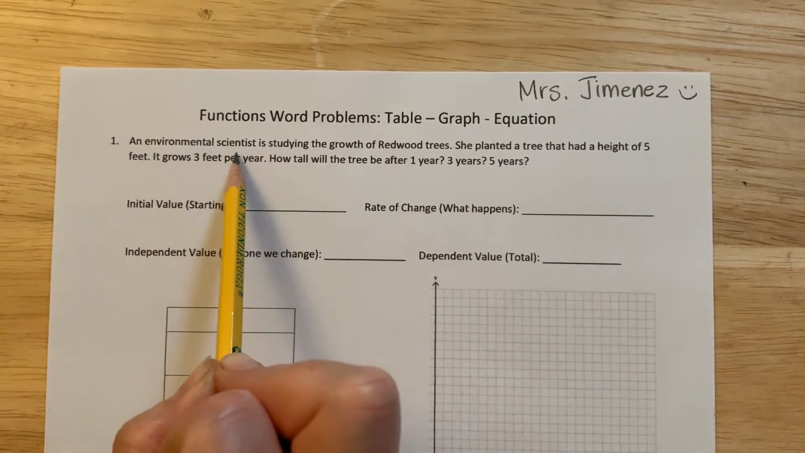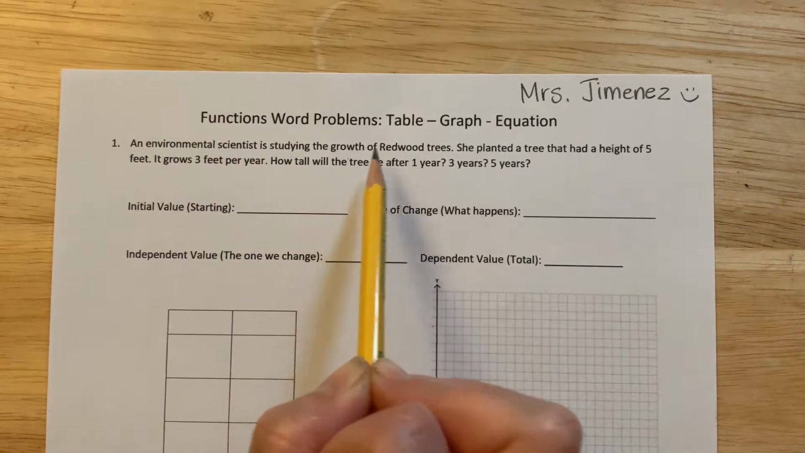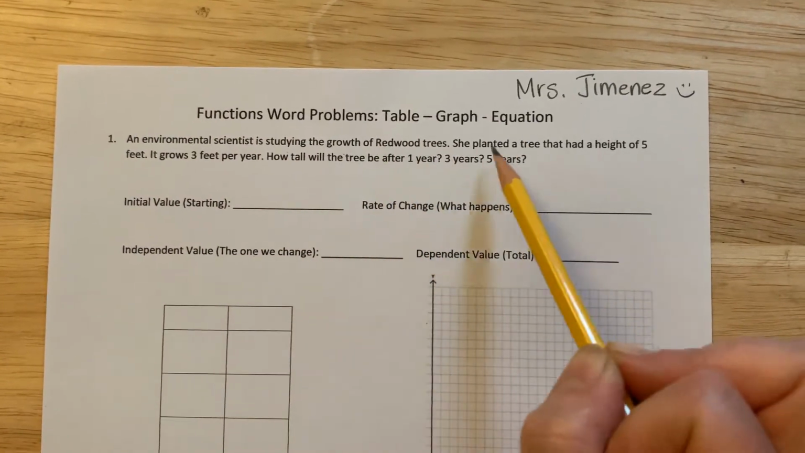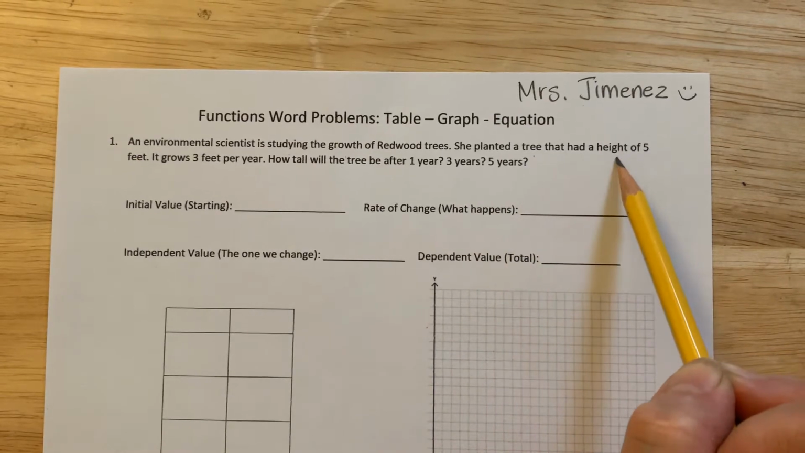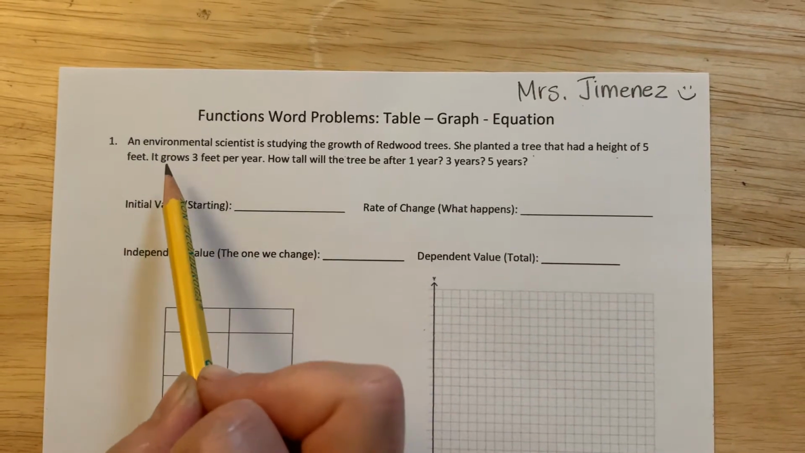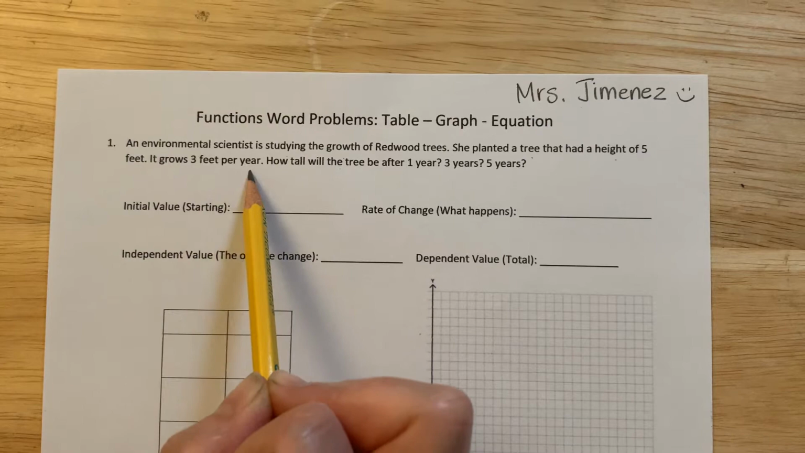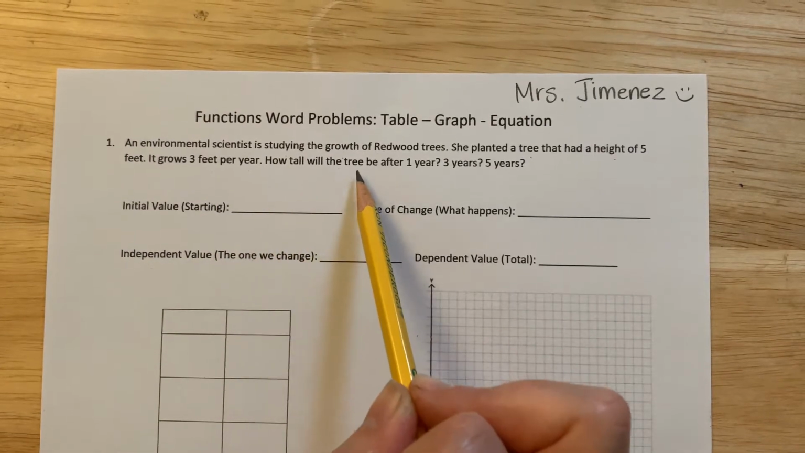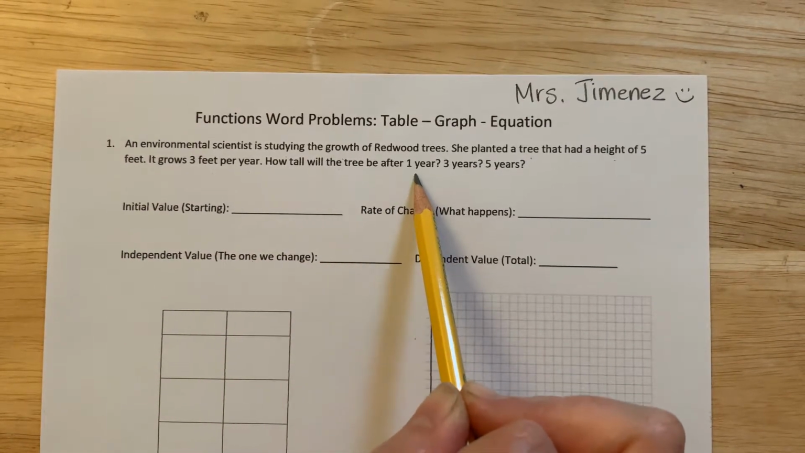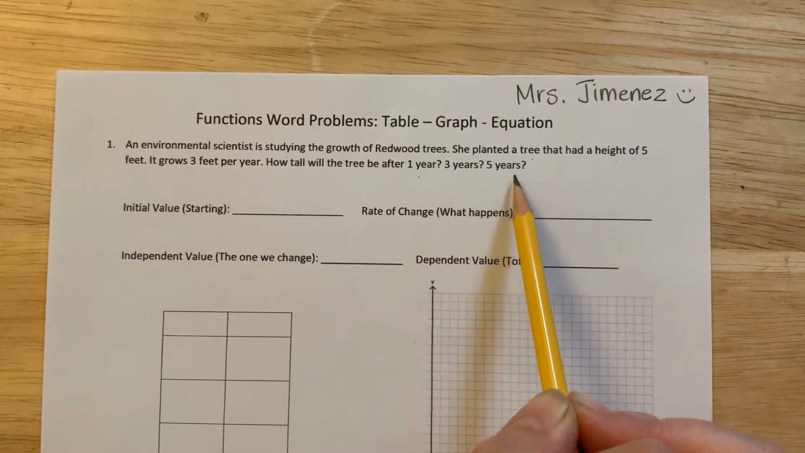An environmental scientist is studying the growth of redwood trees. She planted a tree that had a height of 5 feet. It grows 3 feet per year. How tall will the tree be after 1 year, 3 years, 5 years?